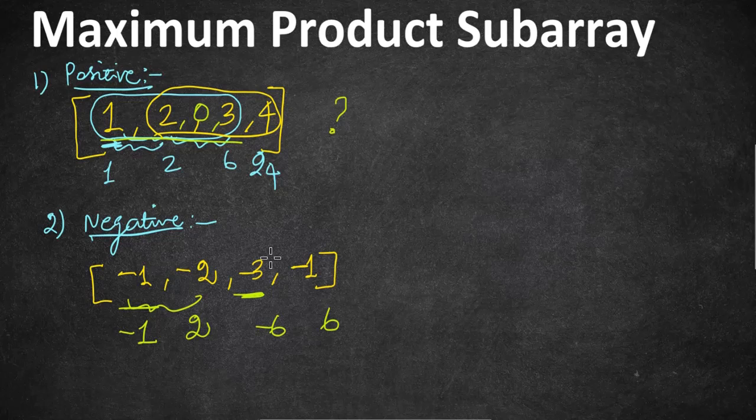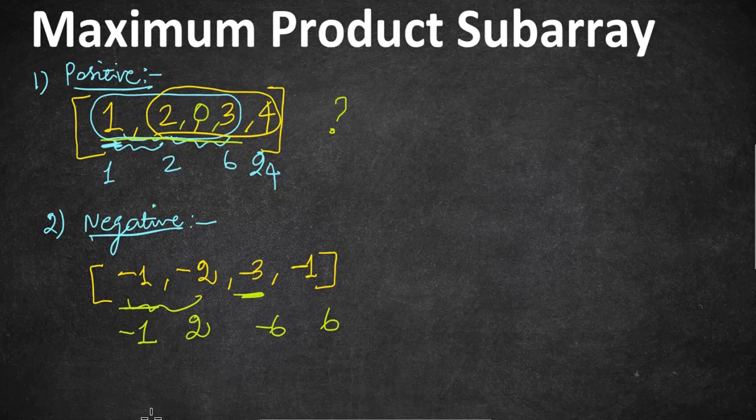So this method will not work for the negative values. So what would actually give the maximum product in this array, which is -2 comma -3? They both are negative values, so it will give a positive result of 6. So how do we explore this part in this array?